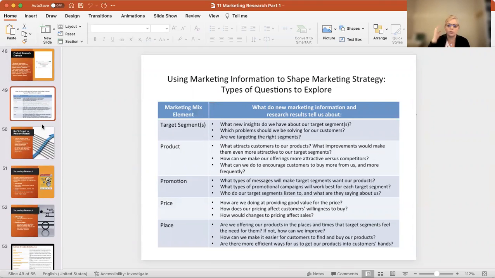This is something that you can go through, but this is how to shape a marketing strategy, types of questions that you might have for each of these different marketing mix elements: the people, the product, the promotion, the place, and the price. Of course, that target segment I'm referring to as people, but definitely take a look at this in this lecture number 11.